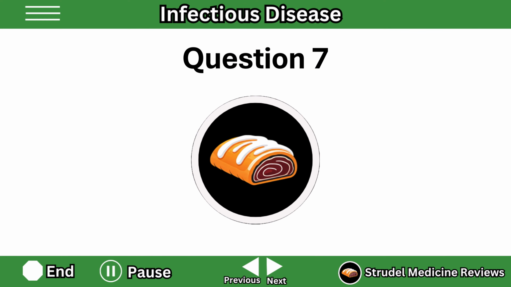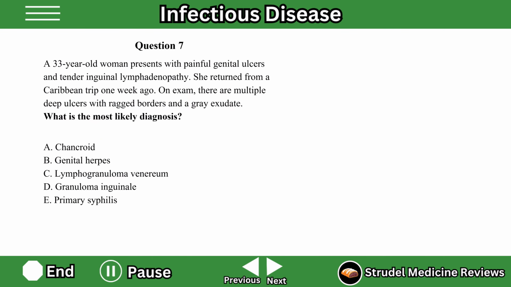All right, question 7. So a 33-year-old woman presents with painful genital ulcers and tender inguinal lymphadenopathy. She returned from a Caribbean trip 1 week ago. On exam, there are multiple deep ulcers with ragged borders and a gray exudate. What is the most likely diagnosis?